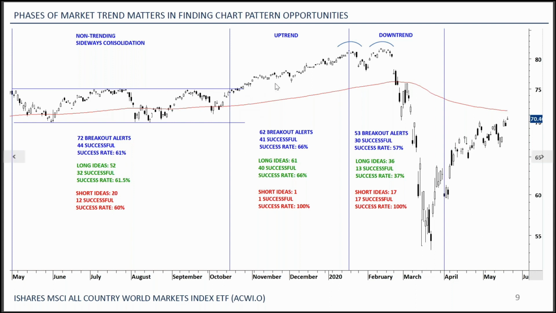And then came the stronger phase of the market, which was the uptrend that I labeled here. You can see that there were 62 breakout alerts. Long ideas were 61, short only 1. So in a strong trend like this, where most of the stocks are above their 200-day moving averages, we rarely see major top formations, at least in the time frame that I'm looking at, 2 months to 24 months, weekly scale price charts.